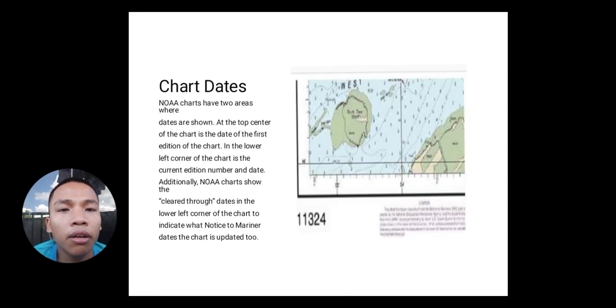Chart dates. NOAA charts have two areas where dates are shown. At the top center of the chart is the date of the first edition of the chart. In the lower left corner of the chart is the current edition number and date. Additionally, NOAA charts show the cleared through dates in the lower left corner of the chart to indicate what notice to mariner dates the chart is updated to.